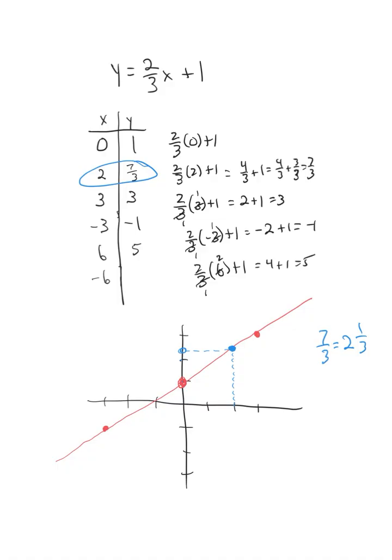So the key takeaway here, if your slope has a fraction in it, try to pick an x value that cancels out the denominator.